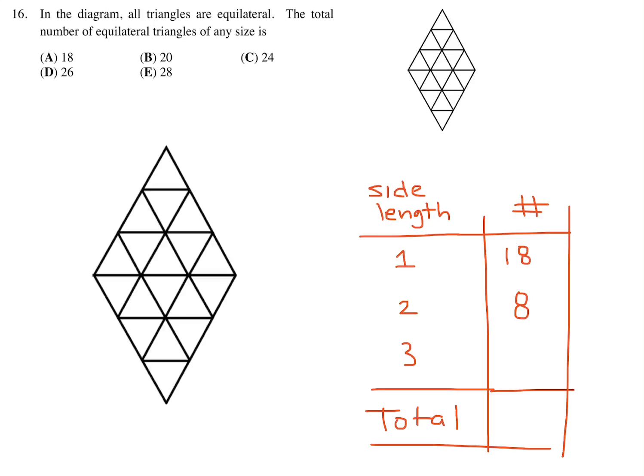And finally, the equilateral triangles of side length 3 are the biggest ones, the 2 biggest ones. So those 2 right there, and side length of 3. So that means there's 2 of those. So the total, 18 plus 8 plus 2, is 28. So 28 equilateral triangles of any size. So 16 is E.